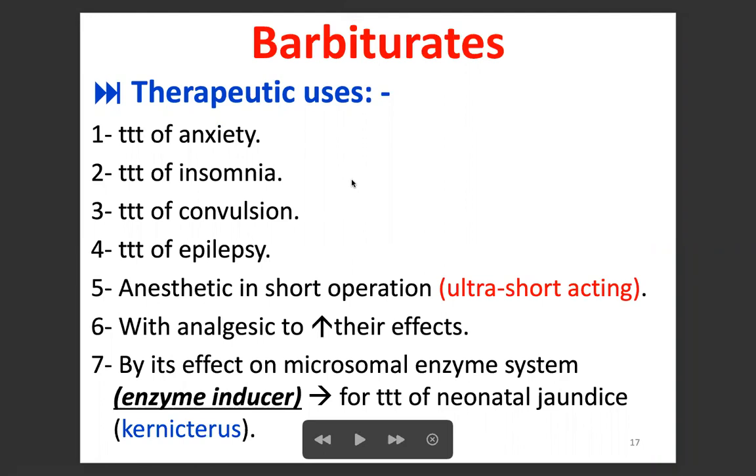Therapeutic indications, where it is used: barbiturates are used in the treatment of anxiety, insomnia, convulsion, and epilepsy, and as an anesthetic in short operations. Generally, ultra short acting barbiturates are used for 15 to 20 minute operations.